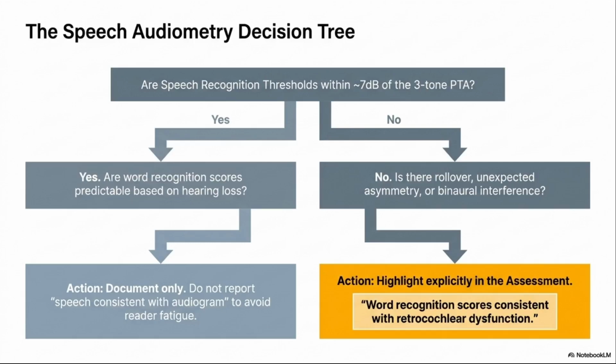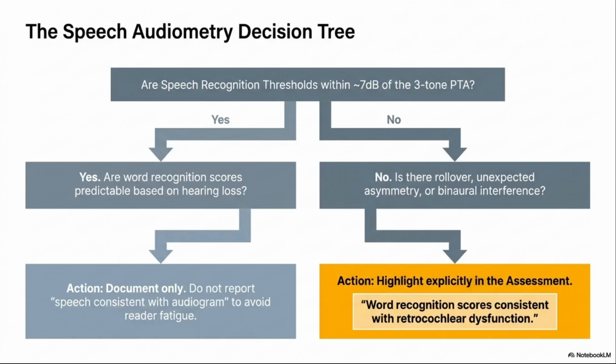In the vast majority of cases, speech audiometric results are consistent with the pure tone audiogram. When speech recognition thresholds and word recognition scores are predictable, they should only be documented, not reported. So in the document section, in the results section, not the summary section, you could put it that way. So not reported, to avoid reader fatigue.